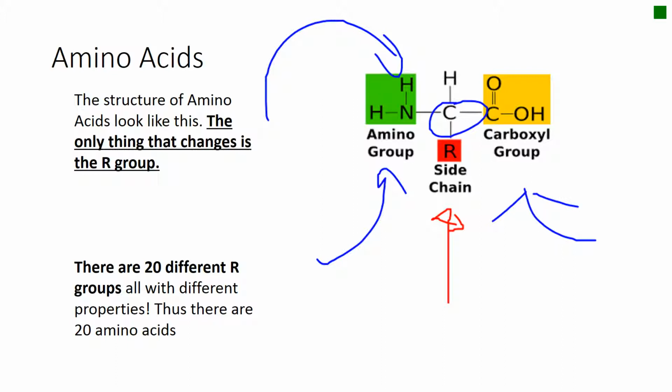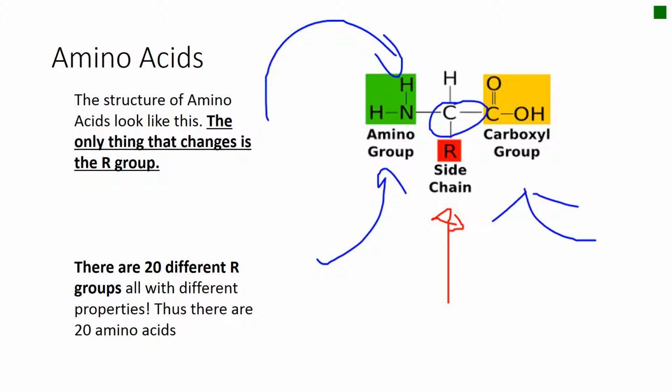Those two things never change. They are constant, and they form the backbone of your polypeptide. So just like we had with our DNA, with our phosphate backbone, we have an amino and carboxyl backbone for our proteins.